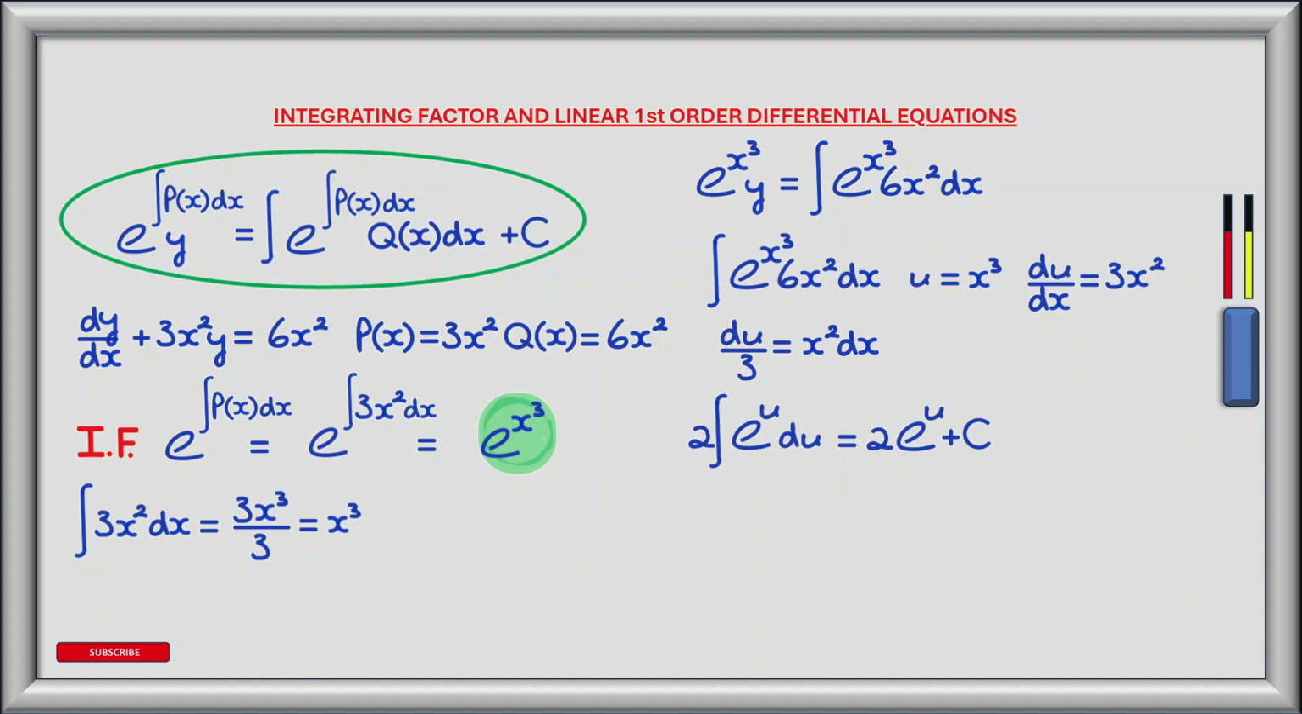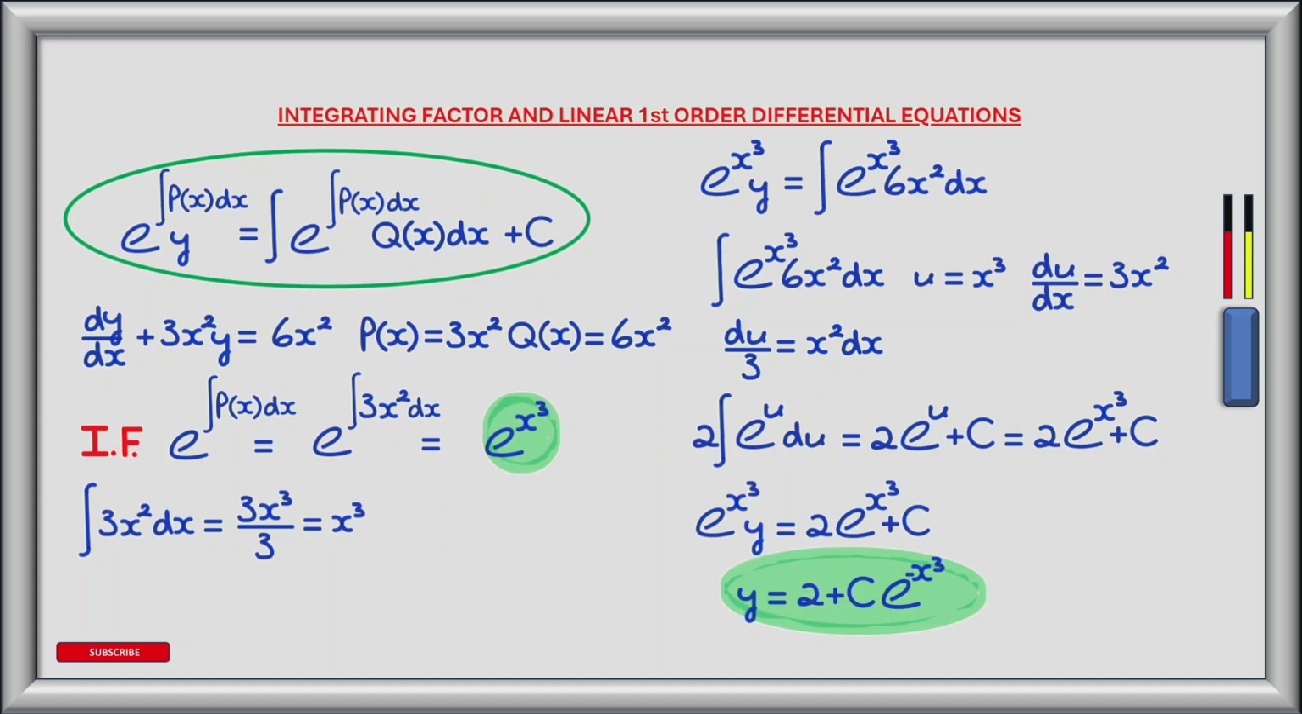This integral evaluates to 2 multiplied by e to the power of u plus a constant of integration. Substituting back in for u, which is equal to x cubed, we get 2 multiplied by e to the power of x cubed plus a constant of integration. So now we've evaluated this integral here. Therefore, we have e to the power of x cubed multiplied by y is equal to 2 multiplied by e to the power of x cubed plus a constant of integration c.